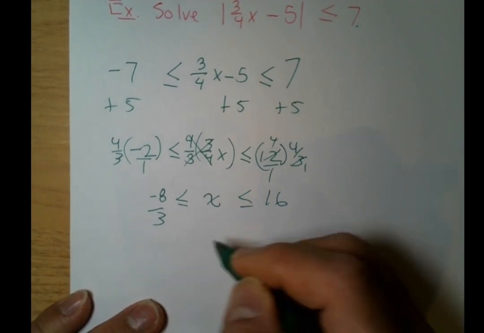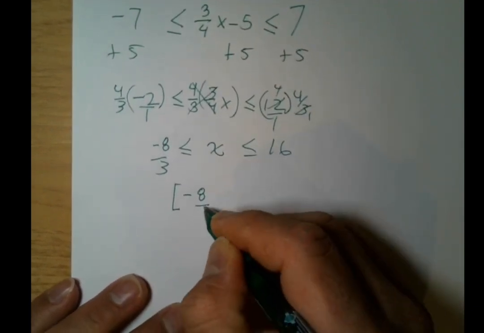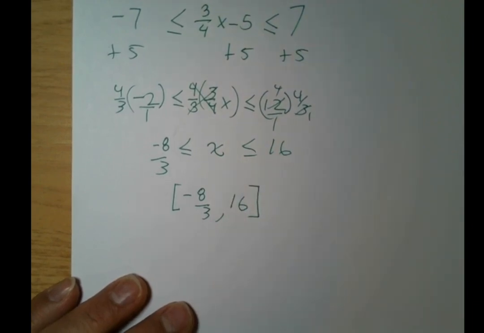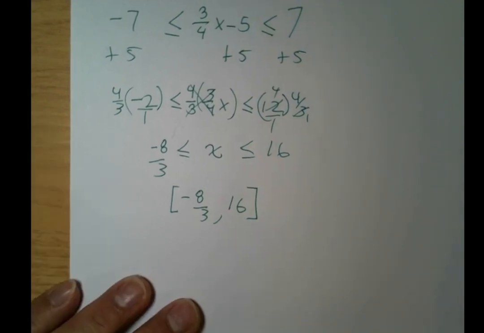And then now, in terms of my interval notation, it'll look something like this, inclusive of the endpoints. And that's how you solve these absolute value inequalities.